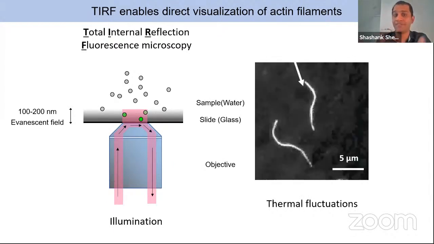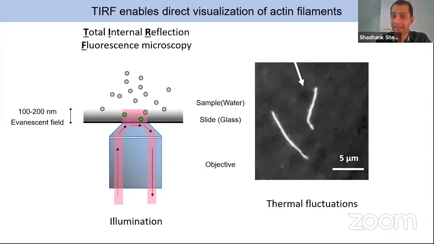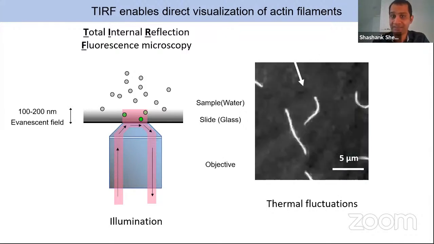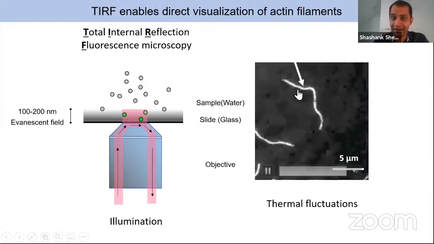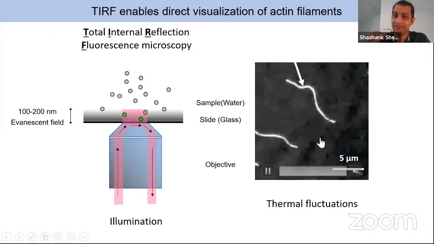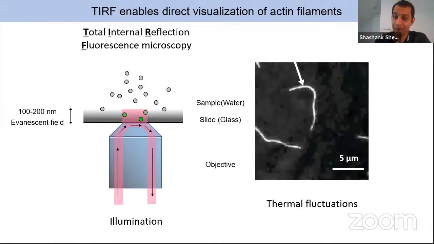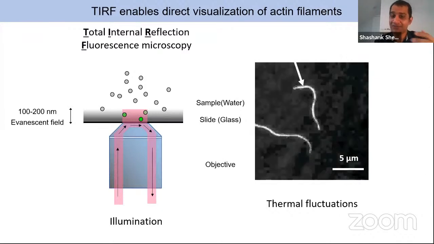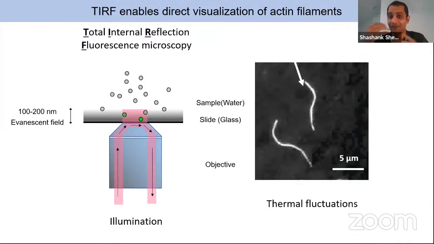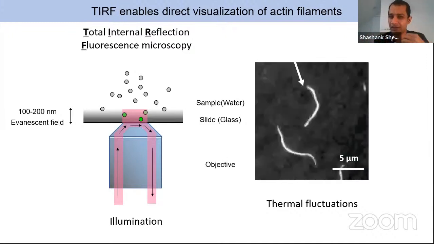If I now add monomers in the TIRF field, I would start observing individual filaments forming. As you can see in real time, these are actin filaments that are growing. It's very obvious that the plus end is growing very fast. The minus end is not doing much at this point, but the plus end is growing relatively fast, which looks beautiful, except that it's very disorienting, at least for me, that all these filaments are diffusing away thanks to Brownian motion and thermal fluctuation. That makes the analysis very difficult.